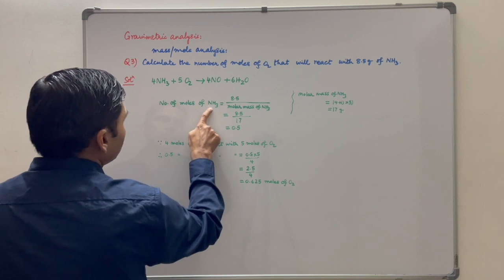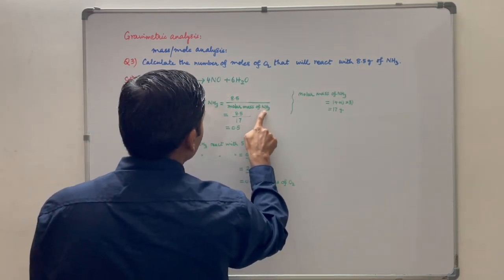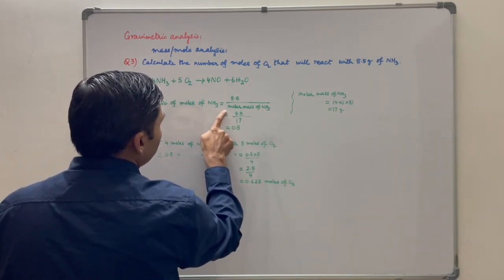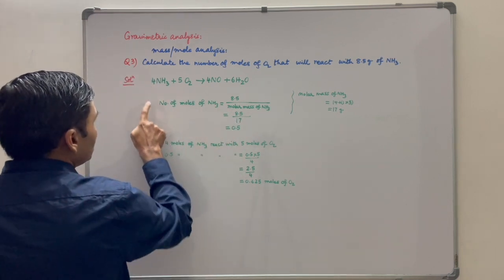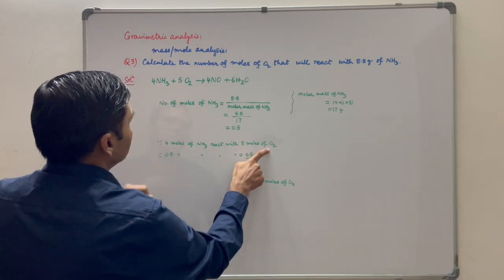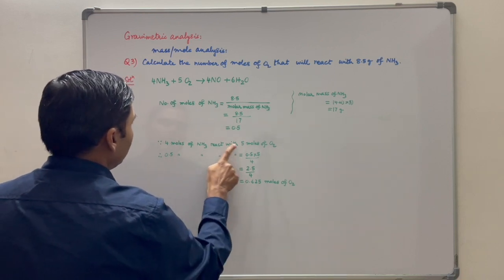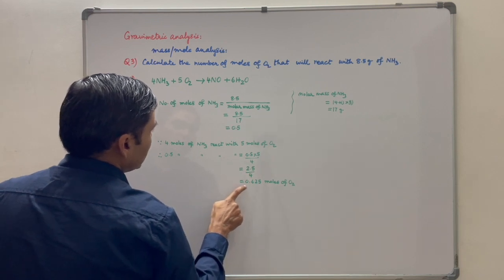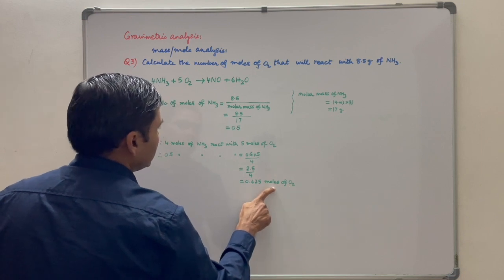Number of moles of ammonia will be equal to 8.5 upon molar mass of ammonia, and that is 17 gram. So number of moles of NH3 will be 8.5 upon 17, that is 0.5. Since 4 moles of ammonia react with 5 moles of oxygen, so 0.5 moles of ammonia will react with 0.5 into 5 upon 4. So that is 2.5 upon 4, and that is equal to 0.625 moles of oxygen, and that is the answer.